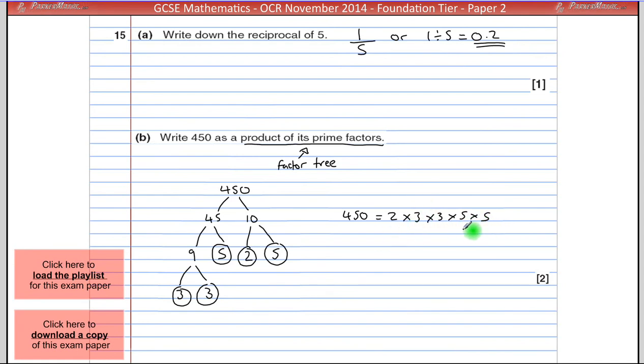Now there's a better way you can write this answer. You would get full marks for doing that, but a better way would be to write 2 times 3 squared, because I've got 3 times 3, times 5 squared. Now often the question will say give your answer in index form. Index just means powers. So if you ever see a question like this and it says give it in index form, you must write your answer like this with powers in it. Okay, but for this question it doesn't ask you to do that. You would get full marks for either of these two answers here.